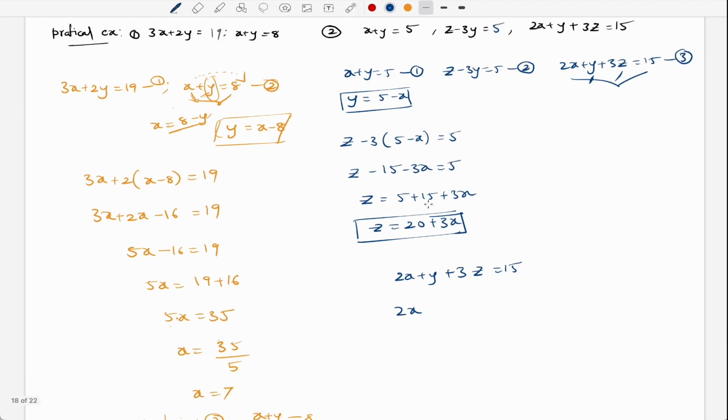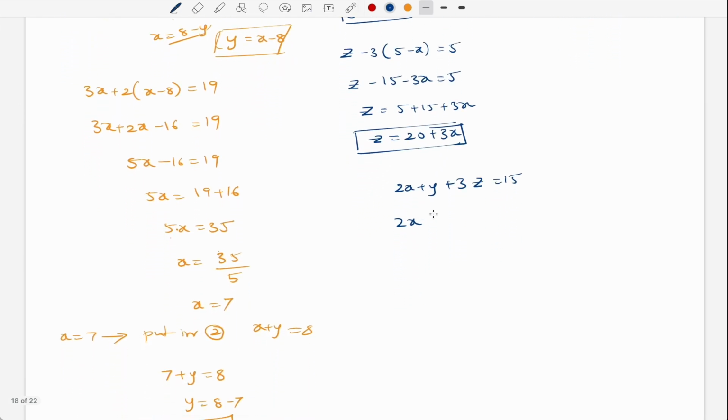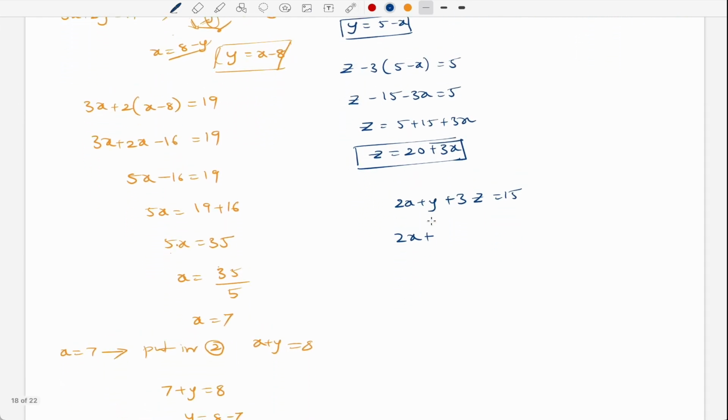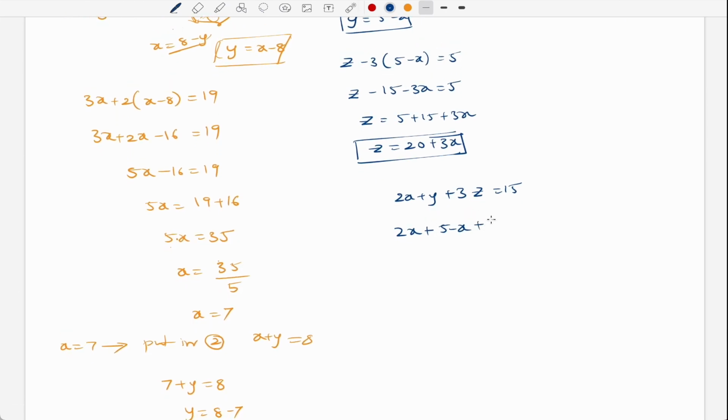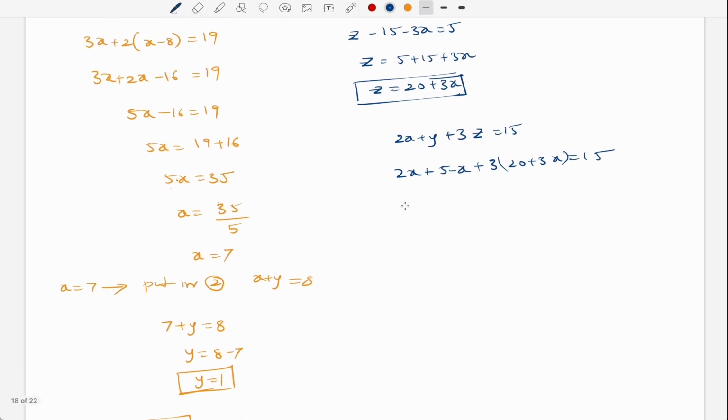So 2x plus y. What is the y value? 5 minus x, and we have a z value of 20 plus 3x, right? We plug in these values and multiply them with the 3, and we're going to get something like this. First we have to identify the x values. Here we have an x value, here we have an x value.